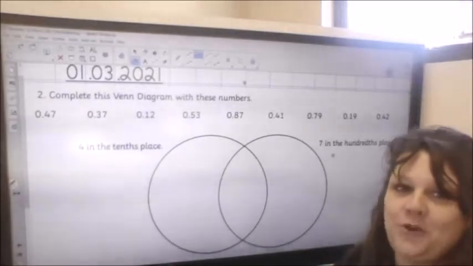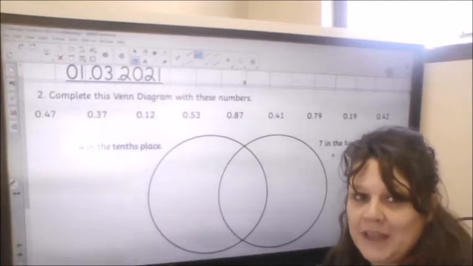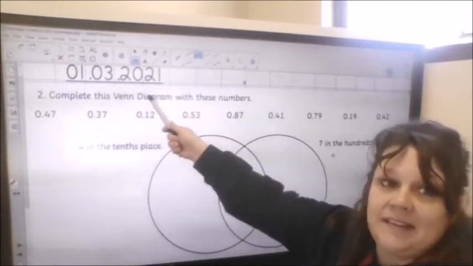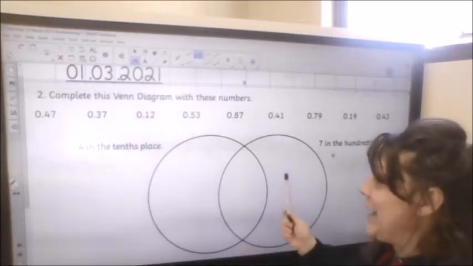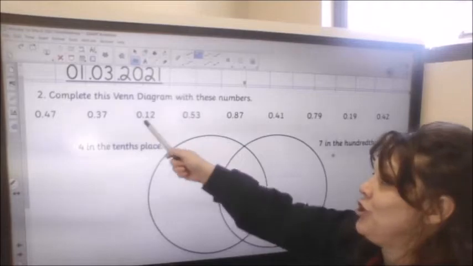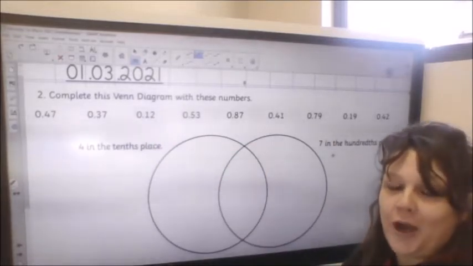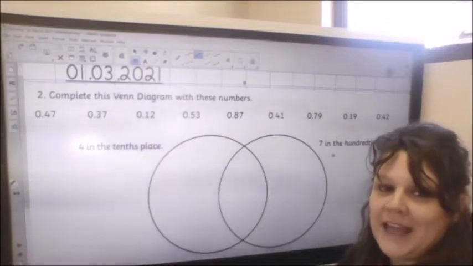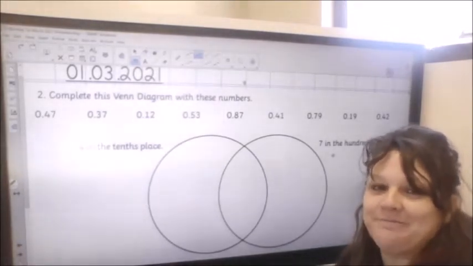So you will need your purple books. You will need something to write with. You will need to put today's date, the 1st of March. Goodness me. And then you're going to draw this diagram and use those numbers and place them where they should go. And we'll see if you're right in a few minutes' time. Pause the video and off you go.